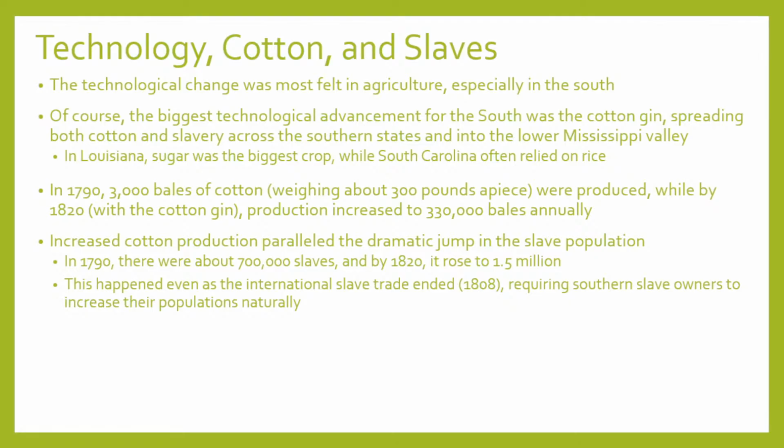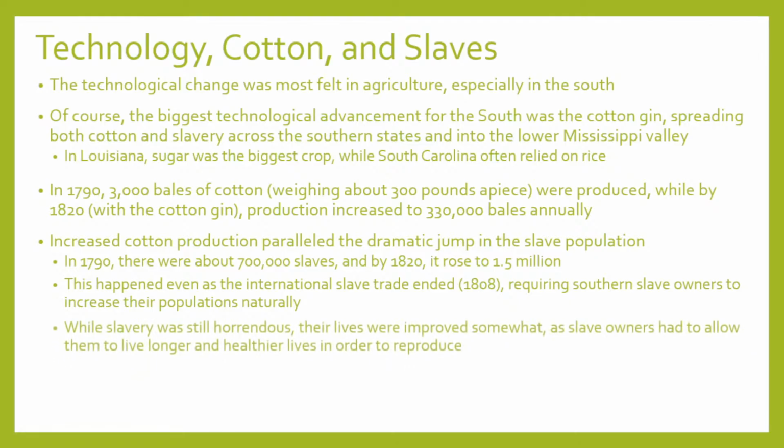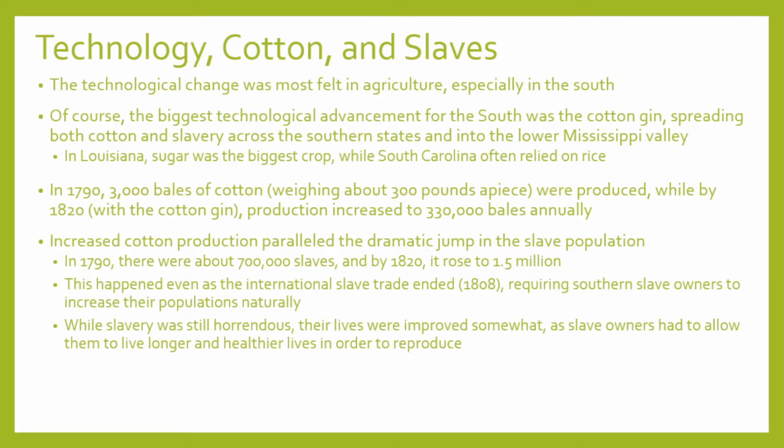So when it came to growing the slave population, it had to be done naturally. It had to be, as one would say, done the old-fashioned way. You had to let the slaves reproduce. Which meant that in some small degree, the lives of the slaves somewhat improved, because the slave owners couldn't just work them to death or murder them over some small slight.